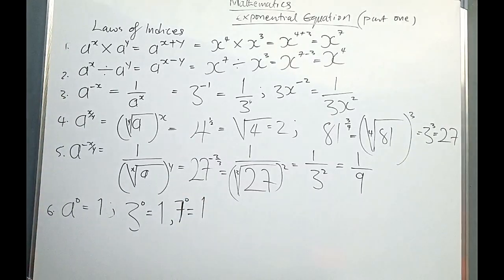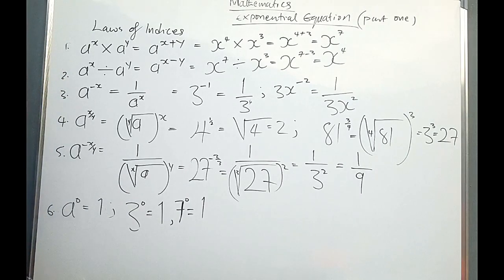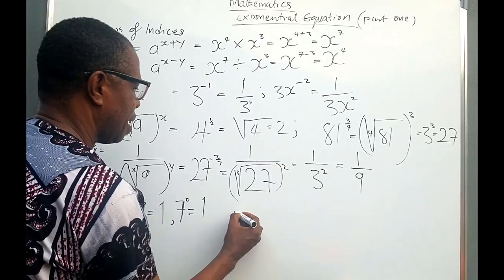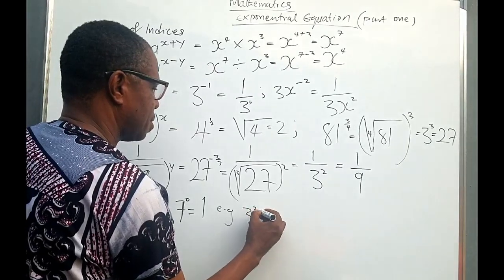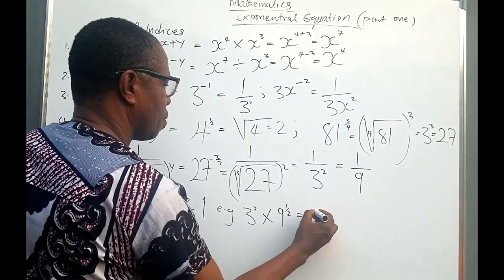Now, in solving this kind of equation, I want you to take note of this very important fact. Sometimes the examiners will intentionally write equal to 1 for you. But notice that if 1 is there, you have to look at the bases, the lowest base there in that equation, and convert that 1 to that base raised to the power 0. For instance, if I have something like 3 raised to the power 2 times 9 raised to the power 1 over 2 equal to 1.